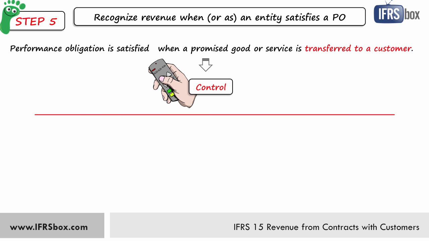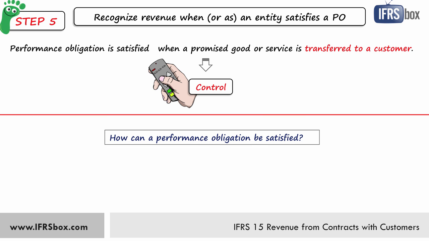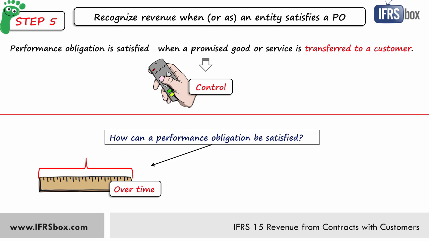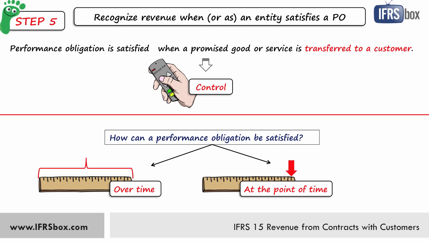How can a performance obligation be satisfied? IFRS 15 introduces 2 concepts here. A performance obligation is satisfied either over time, in which case the revenue is recognized over time too, so that means that you would need to recognize the revenue gradually over the contract period and not as a single amount when the contract is completed, just as an example. Or a performance obligation can be satisfied at the point of time, with revenue recognized at the point of time.